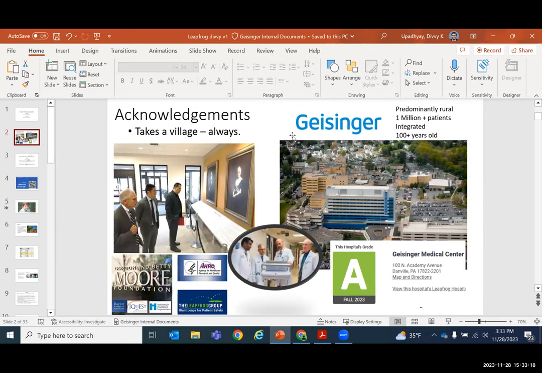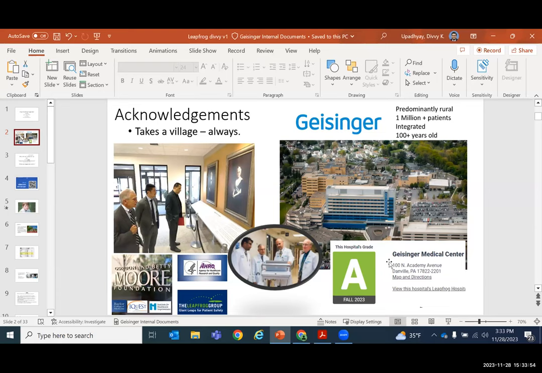So very quickly about Geisinger, it's an integrated healthcare system. We have about 1.5 million patients that we serve, predominantly rural, located in central, northeastern Pennsylvania. There's quite a bit of history here. This organization is 100+ years old. This picture here is from our headquarters in Danville, Pennsylvania, lovely Danville. A great organization. There's a long-standing history of being excellent at even the Leapfrog grades. Most recently, this hospital that is in the picture has also won its A.